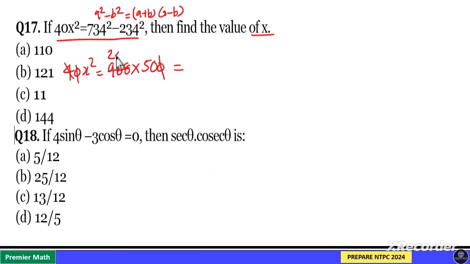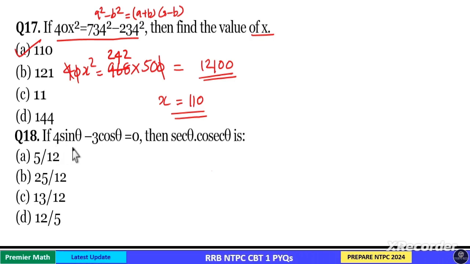4 goes 2 times in 8, 4 times in 16, 2 times in 8. 242 into 50 is 0 here. 5 into 2, 10. 1 carry over. 5 into 4, 20 plus 1, 21. 2 carry over. 5 into 2, 10 plus 2, 12. So 12100 is x square, means x is equal to 110, since 11 square is 121, 10 square is 100. So 110. Option A is your answer.